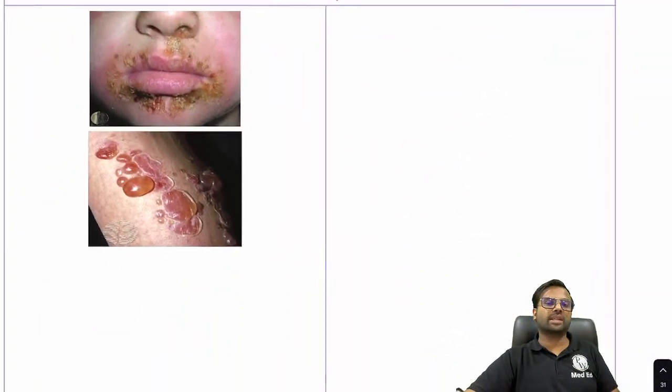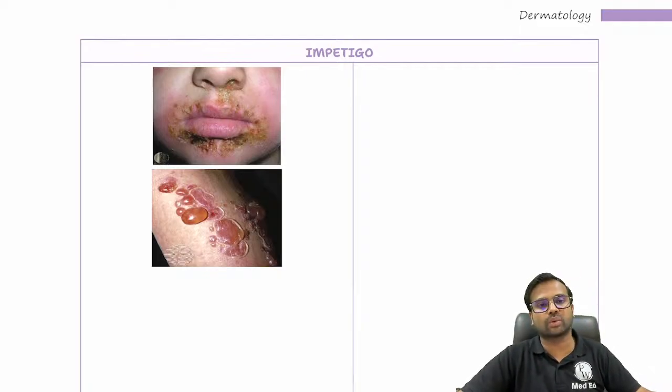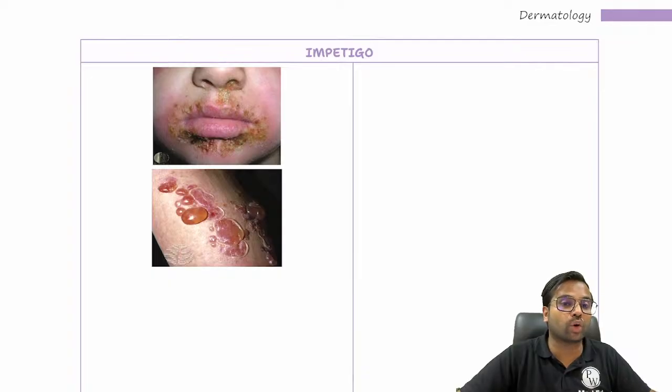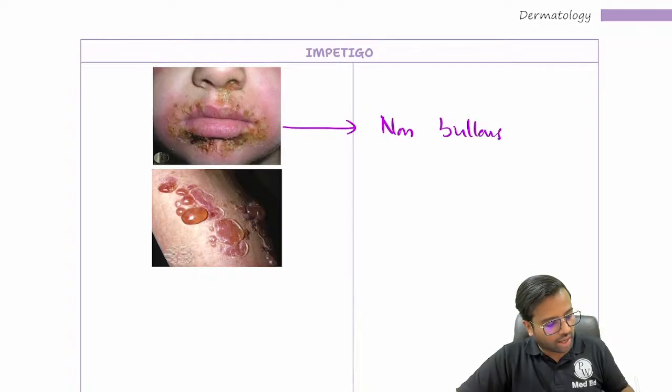And you already must have learned about impetigo in microbiology as well. We have learned this in dermatology as well. So how many types of impetigo are present? There are two types of impetigo. One is non-bullous and the other one is bullous impetigo.